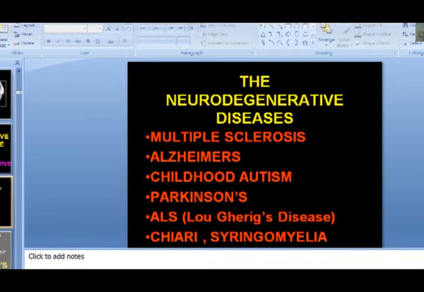What is blocking that? Now, this is a list of all those neurodegenerative diseases, and it's a big list, and the cerebrospinal fluid is having an enormous role here. And here they are: multiple sclerosis, Alzheimer's disease, childhood autism, Parkinson's disease, amyotrophic lateral sclerosis, Lou Gehrig's disease, and we're seeing obstruction of the CSF flow in all these patients. And when we realign them, we often have a dramatic response.